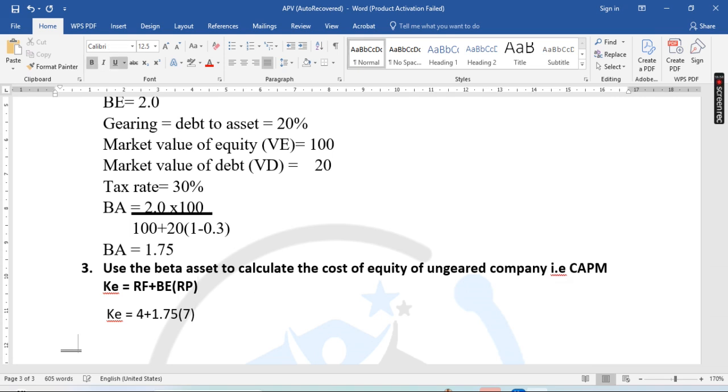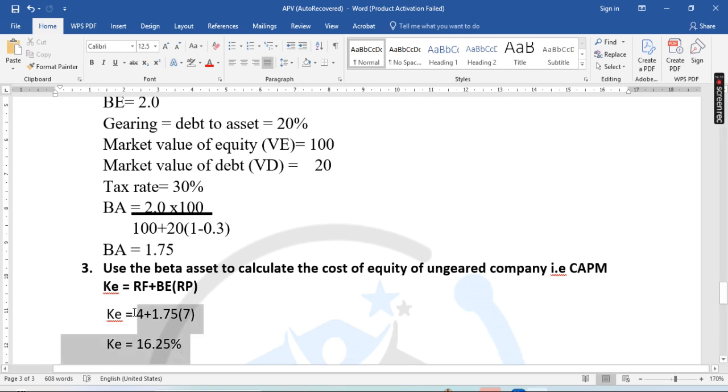So what is the cost of equity? 16.25. Class, what is the cost of equity? 16.25%. Okay, 16.25%. Now, we will want to use Modigliani and Miller.